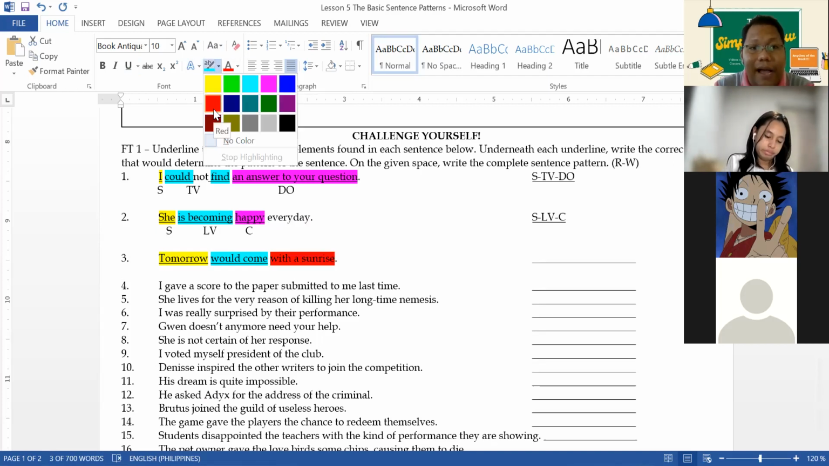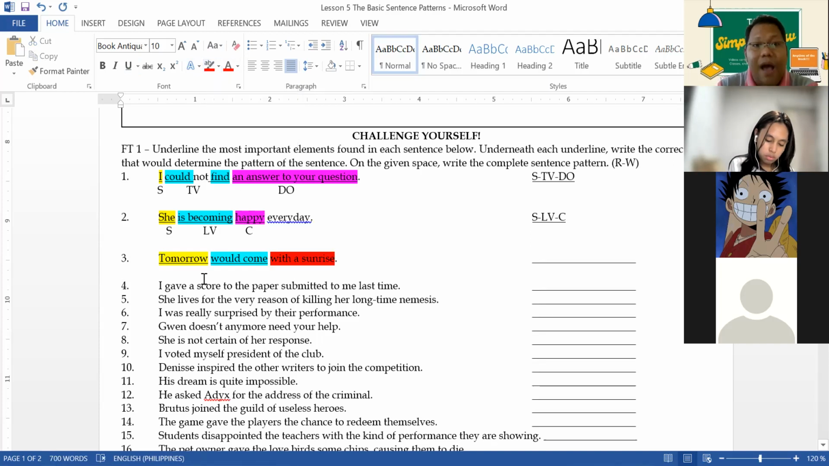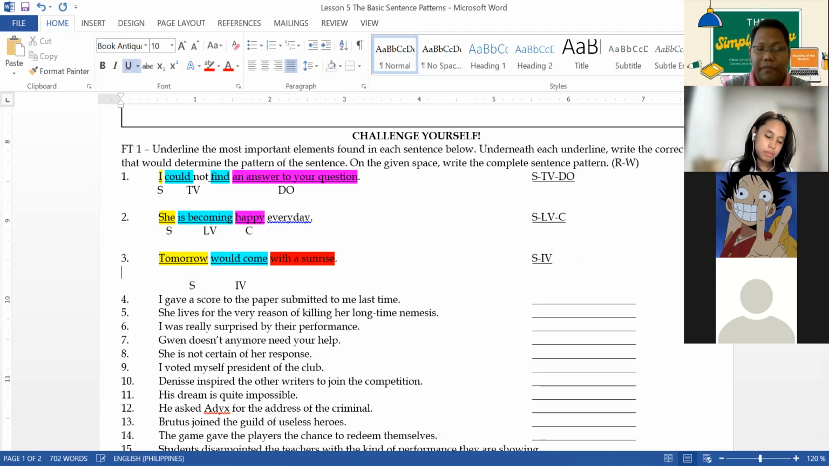Allow me to just highlight it, people. But I will not underline it because it's not supposed to be underlined. As said, we only underline those which are necessary to be considered in determining the pattern of that sentence. So we have the subject tomorrow. Our verb is an intransitive verb. Sentence pattern SIV.